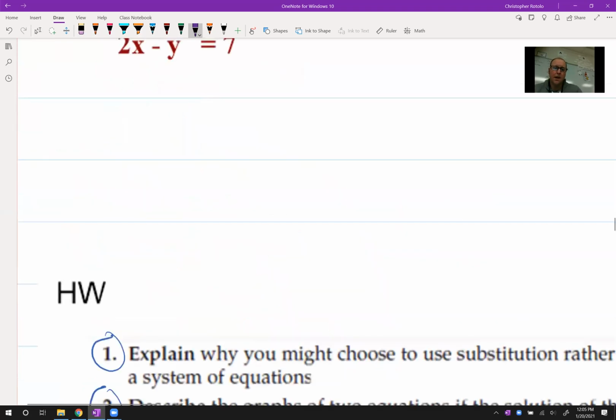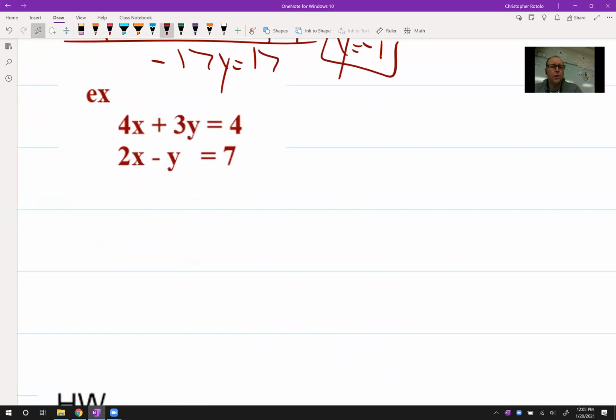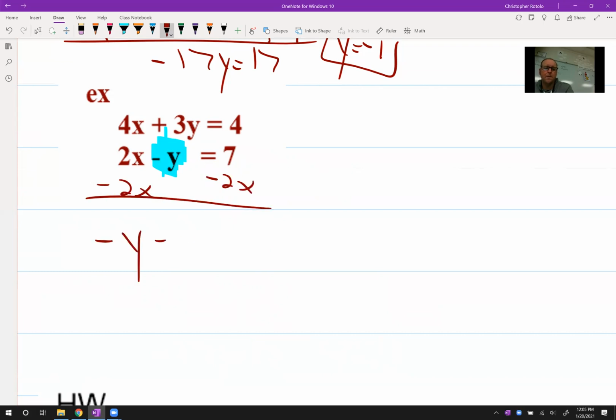All right, let's see here. Down here, which variable is the easiest one to get by itself? 4, 3, 2. I'm looking for a 1. It has a negative, but I think I can still deal with that, right? That's still easier than trying to divide 7 by 2 or 4 by 3. So I'm still going to stick to this y. That's going to be the easiest thing to get alone. So let's subtract 2x. This is what I would normally see my students do. And let's divide out the -1. So y equals 2x minus 7.